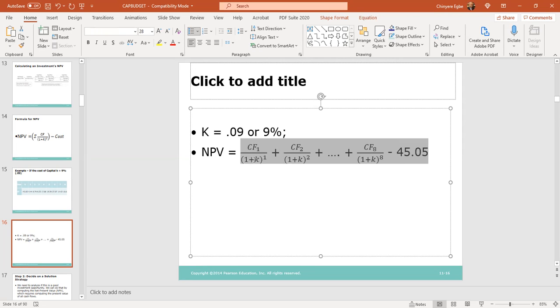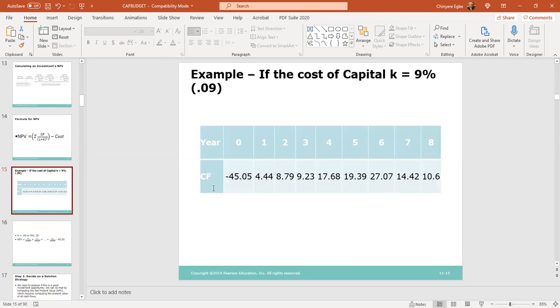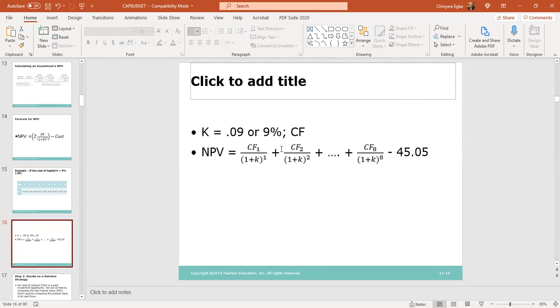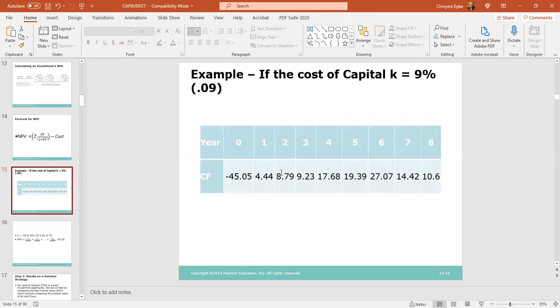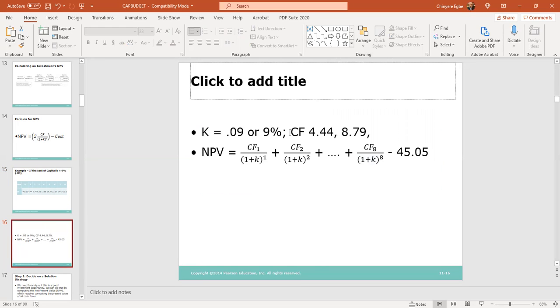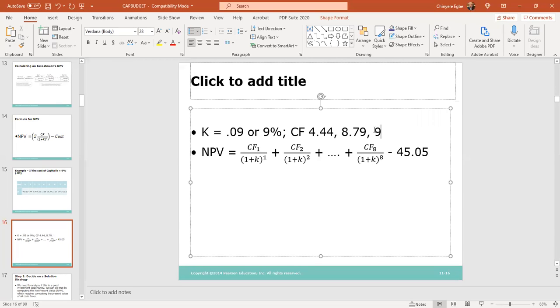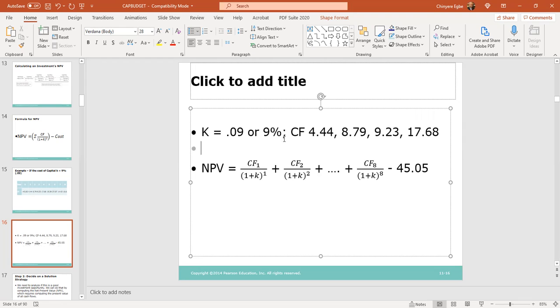Okay, so I'm going to now simplify this. The cash flows, as you know, were 4.44, 8.79, 9.23, 17.68. We got the cash flows.